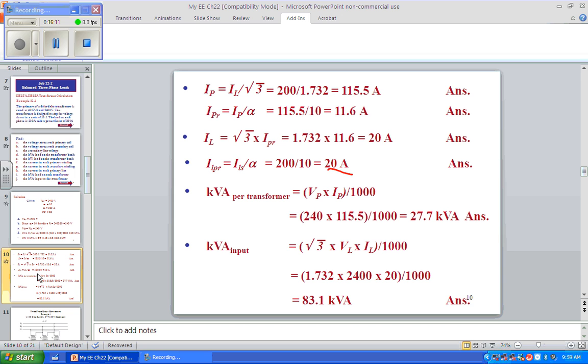Our primary current is equal to primary current divided by the turns ratio. So we should have 11.6, or actually 11.55 amps in our secondary. No, primary, sorry. That should be our primary current, right?